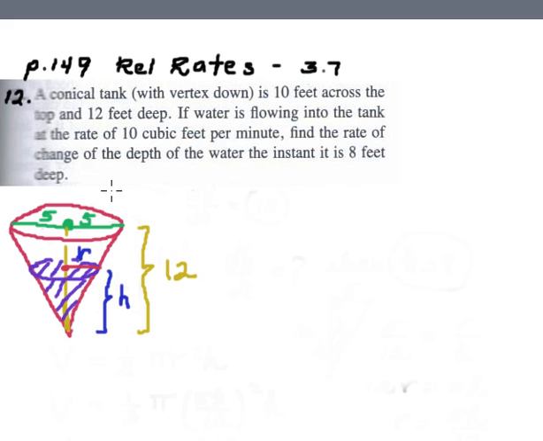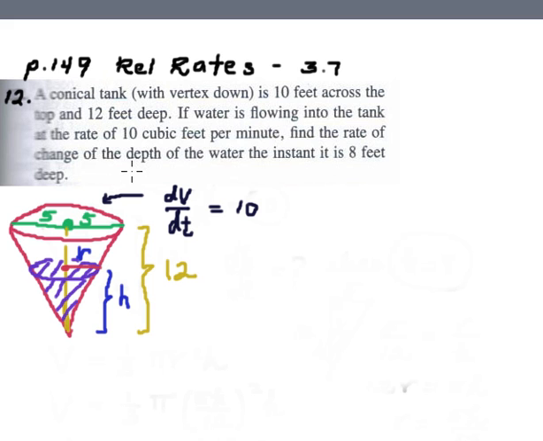All right. Now, let's suppose we have water flowing into the tank. Water's flowing into the tank at the rate of 10 cubic feet per minute. So that's telling us that the volume is changing, or dV/dt is equal to 10.